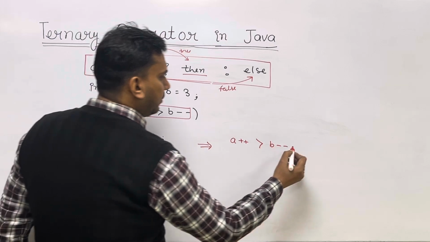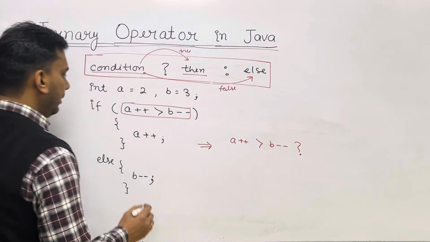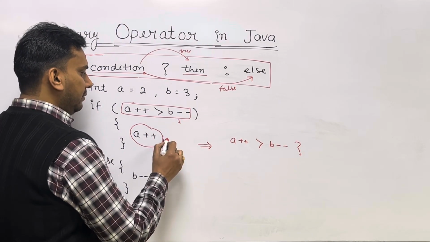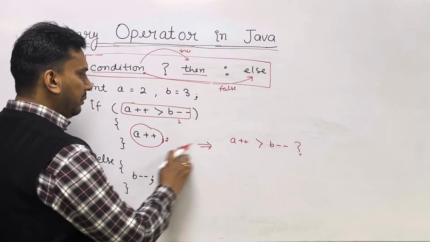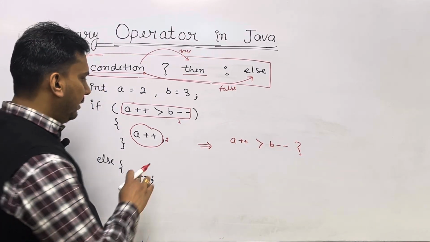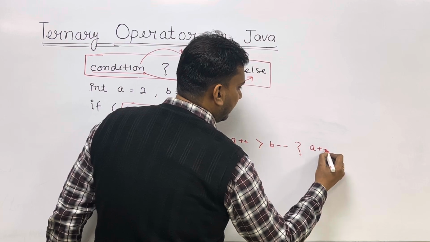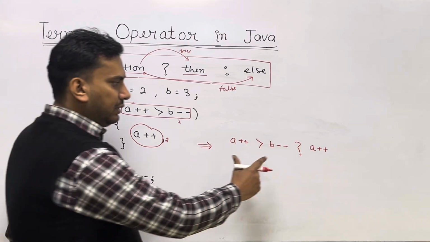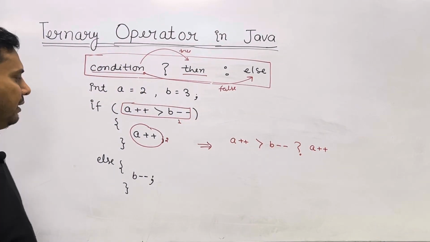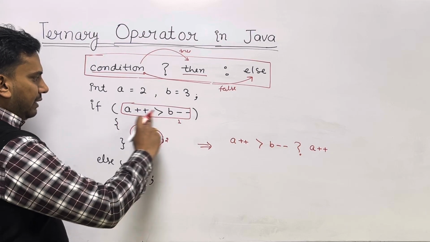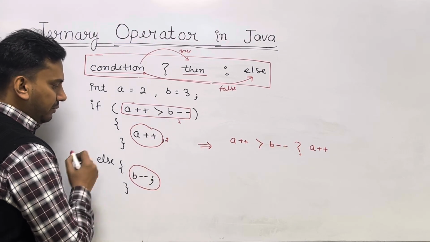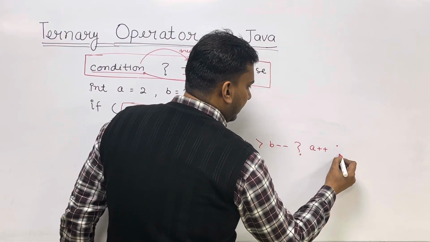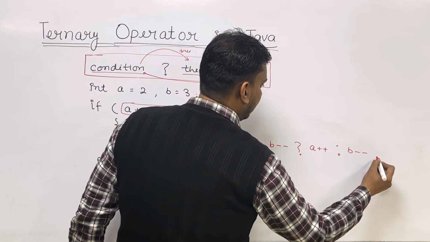and if this condition is true, what are we going to execute? We are going to execute this portion. This is your first part, and this will be your second part, so in the place of the second part I will write a++. There is no semicolon in between, because every clause has a single statement; a semicolon will give you an error. Then if the condition is false, I want to do this, which is going to be my third clause, so I will write b--.